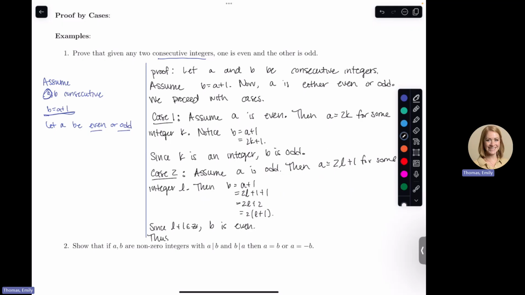Thus, in either case, one is even and the other is odd, for consecutive integers A and B.